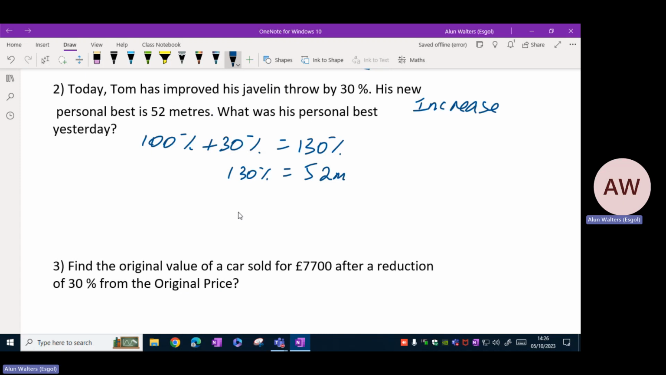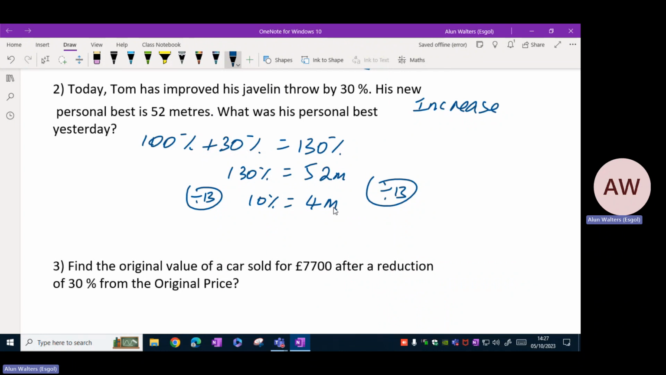Okay, so I'm going to go with the same idea again. I'm going to divide both sides by 13. And if you're doing a non-calculator question, the numbers should work out quite nicely. So if I divide the left by 13, and when I divide 52 by 13, I've actually got 4 meters. Now, if it ended up being a very awkward number, you're probably going down the wrong path.